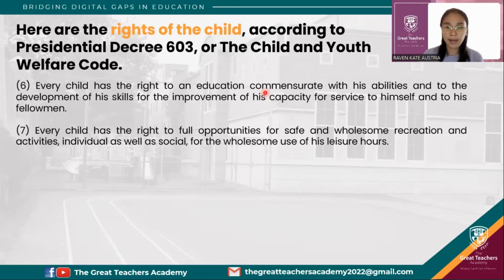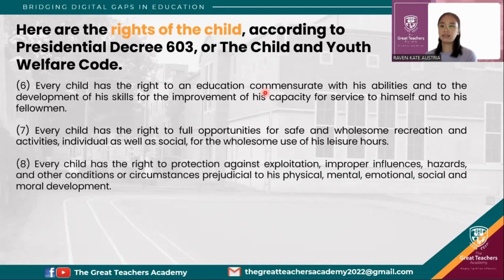makapaglaro at makapaglibang. Number 8, every child has the right to protection against exploitation. Improper influence, hazards, and other conditions or circumstances prejudicial to his physical, mental, emotional, social, and moral development. So, on this one, may karapatan ng mga kabataan na magkaroon ng proteksyon laban sa pang-aabuso, panganib, at karahasan. So again, we have this kind of protection.